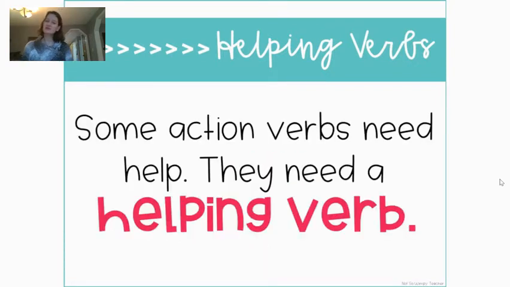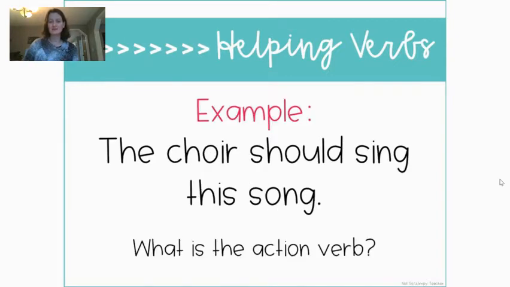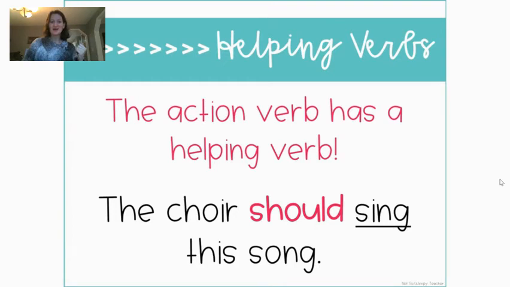Well, some action verbs need a little bit of help. They need a helping verb to give some more information about that verb or about that action that's happening in the sentence. For example, this sentence says, the choir should sing this song. Well, what is the action verb? And hopefully you're thinking, sing. Sing is the action verb. But the action verb also has a helping verb.